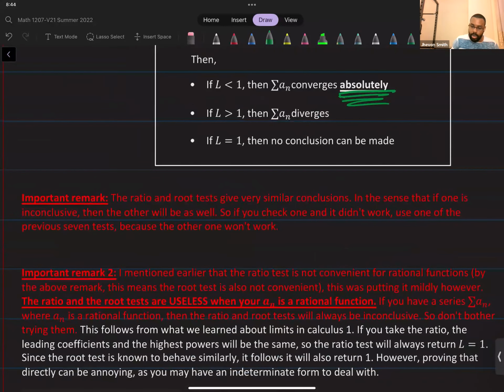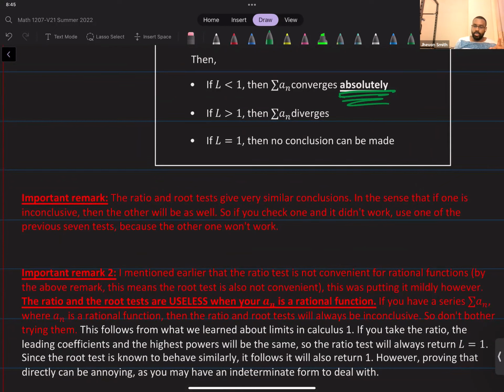So I did make a comment here, right? If one is inconclusive, the other one is going to be inconclusive. So if you try one and it doesn't work, you don't want to try the other one. It's actually going to be a waste of time. You're going to try one of the other 8 tests that I told you about.